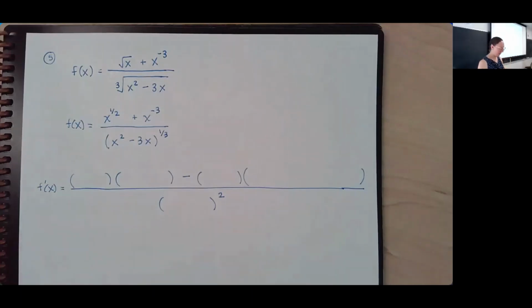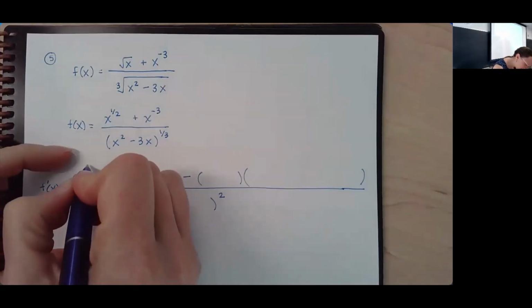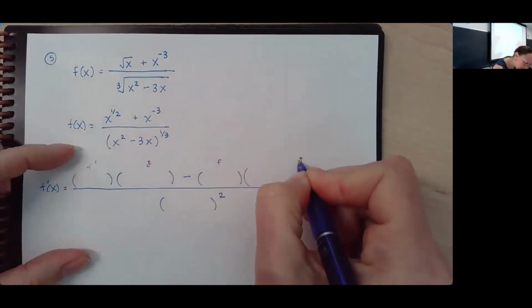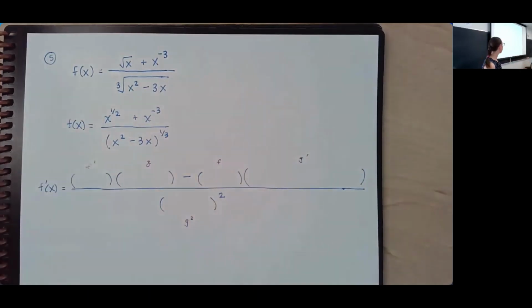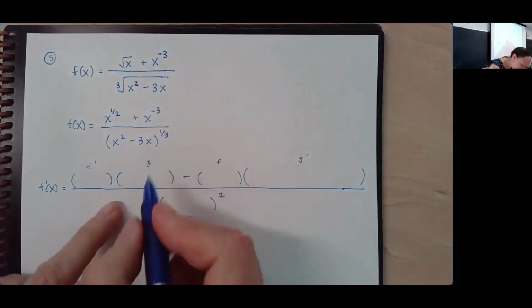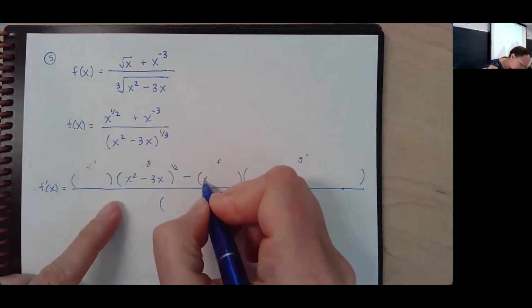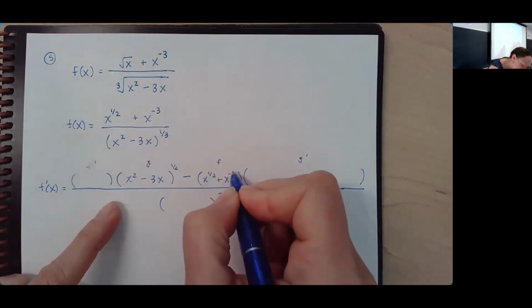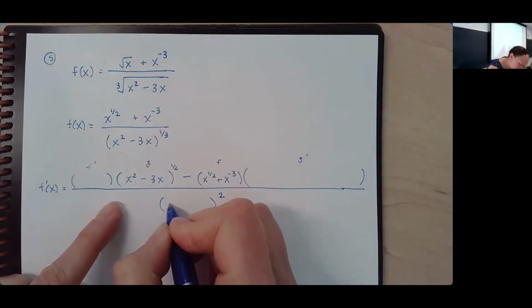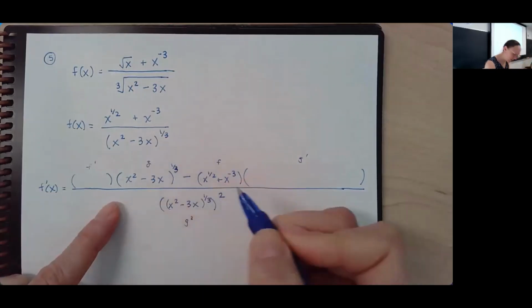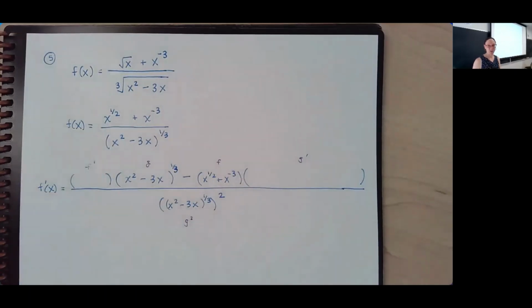There's nothing I can do to simplify. Okay, in terms of my quotient rule, I know this has to look like derivative of the top times the bottom, leave the top alone, derivative of the bottom, bottom squared. I'm going to go ahead and plug in the parts that don't need the calculus yet. So the bottom, I'm going to have x squared minus 3x to the 1/3. On top, I had x to the 1/2 plus x to the negative 3. And on the bottom, x squared minus 3x whole thing to the 1/3 power. There we go. That's all the not calculus part.